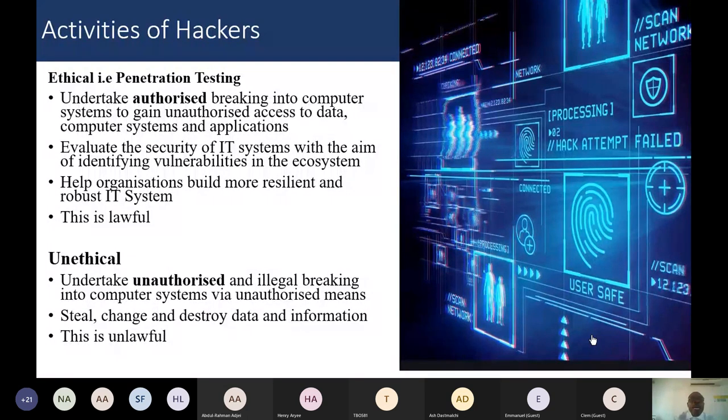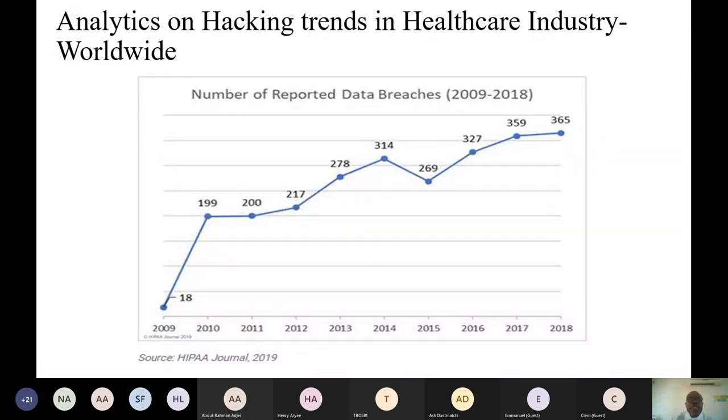Okay, so I move on to my next slide, which seeks to provide some analytics on hacking. Now, worldwide, hacking in the healthcare industry is on the ascendancy. This is an analytics I picked from the HIPAA Journal in 2019. You can see from the line graph that from 2009 to 2018, hacking of healthcare institutions has been on the ascendancy. And why it is so is one of the objectives of this webinar.